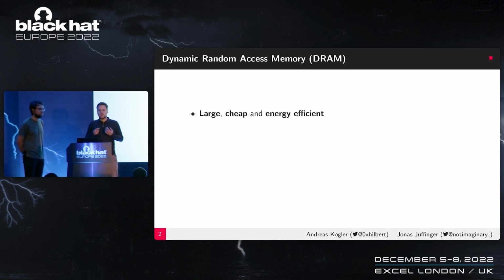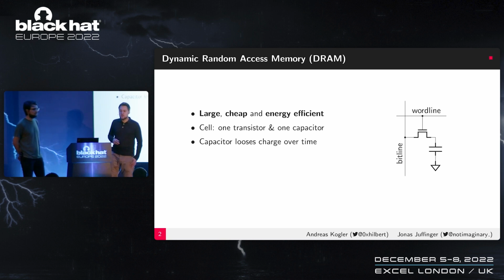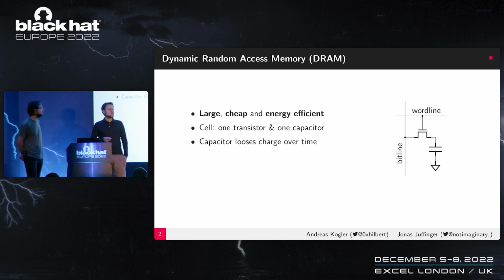Rowhammer acts on dynamic random access memory, or short DRAM as we know it. DRAM is large, cheap, and energy efficient. So we want a lot of DRAM in all our devices. This is why we use DRAM. And it works the following way. Every bit is stored in a cell that's built from one transistor and one capacitor. And the keyword here is the capacitor. Capacitors lose charge over time, so we need a frequent refresh interval to reapply the charge the capacitor is storing.